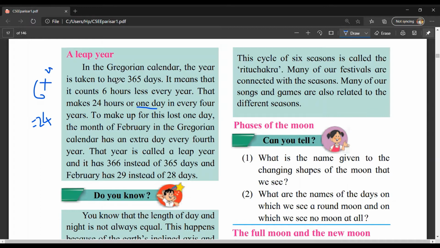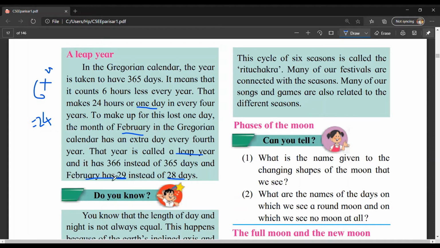So after every 4 years, we have 1 day extra which is added into our Gregorian calendar, that is our calendar, and it is added in the month of February. That is the reason why after every 4 years we have 29 days in February instead of 28 days. And the year which contains 29 days in the month of February is called a leap year.